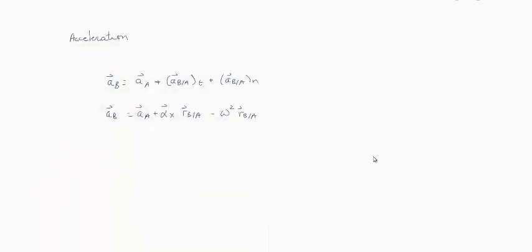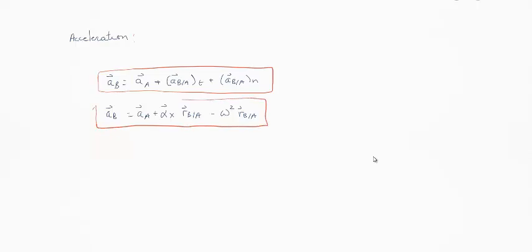Now let's move on to acceleration. So this is a continuation to velocity. We have these two equations for acceleration. AB equals AA plus ABA tangent plus ABA normal, which leads to AB equals AA plus alpha cross RBA minus omega squared RBA.